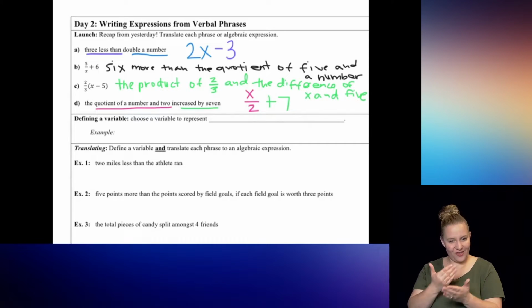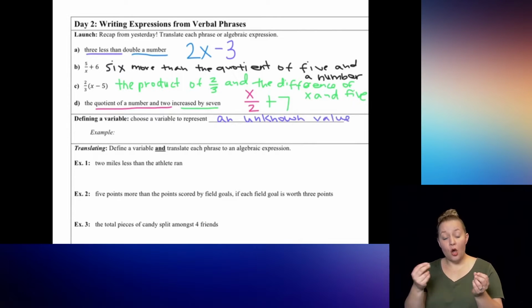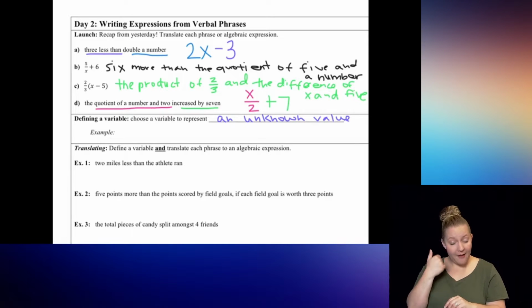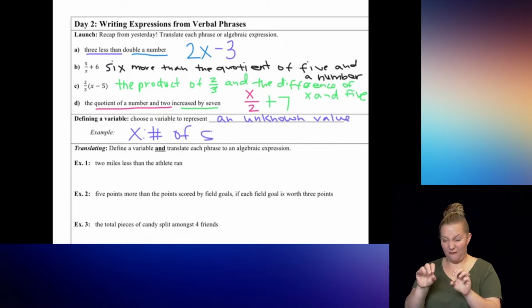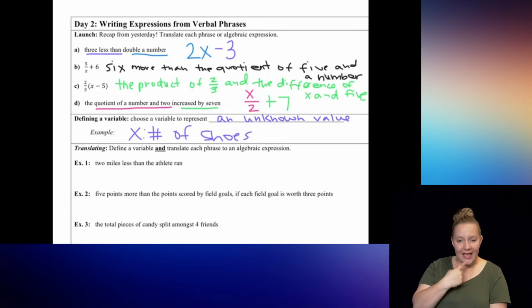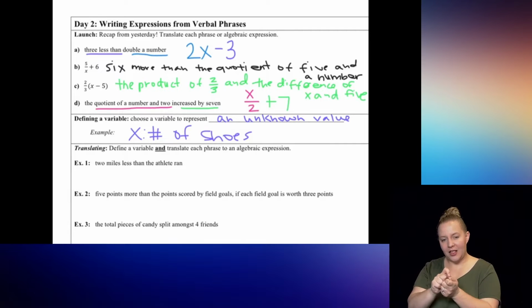The first thing that we're going to learn is to define a variable. So we're going to choose a variable to represent an unknown value. So, for example, if I want to use the variable x, we can just say that this represents the number of shoes, if the shoes is unknown. So I'm just going to write exactly like that. I'm going to say the variable, and then I'm going to use that semicolon, and I'm going to tell exactly what that variable is going to be represented by.